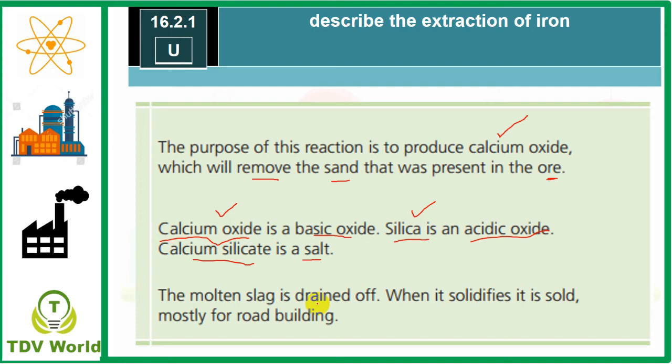We can say slag is a byproduct, formed in parallel while extracting iron. Though it is a waste product, you will use that later for building roads.